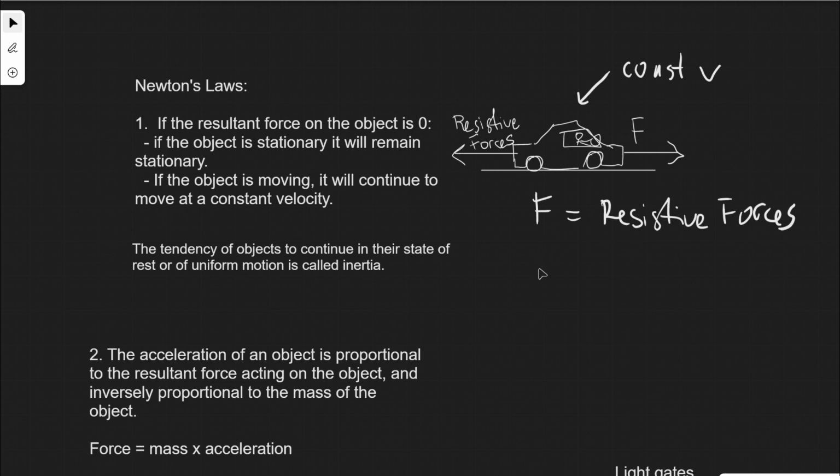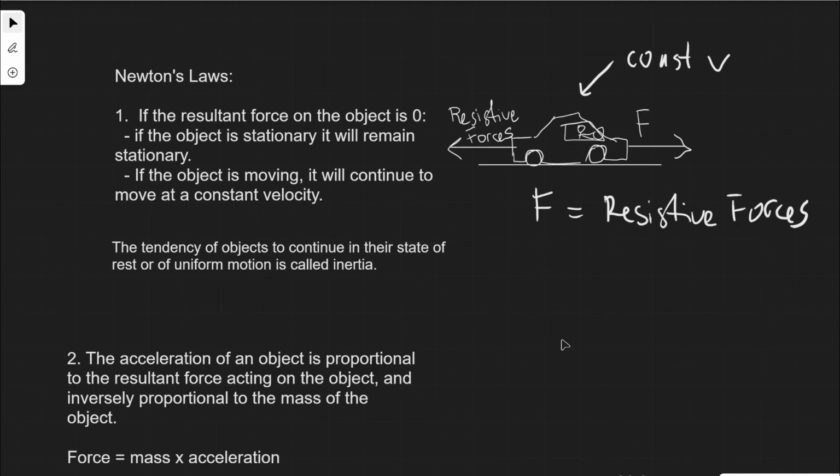Newton's first law is related to the tendency of objects to continue in their state of rest or uniform motion, and this is called inertia. So objects continue to remain at rest or move in a uniform motion unless there is an external force acting on them.